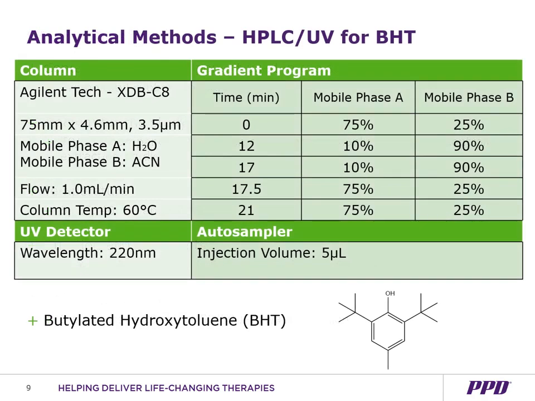For the analysis, we used an HPLC UV with a wavelength of 220 nanometers, and the column and mobile phase information are provided here, as well as the gradient. So I don't need to talk about this too much since it's all here on the slide, but I have BHT shown at the bottom.